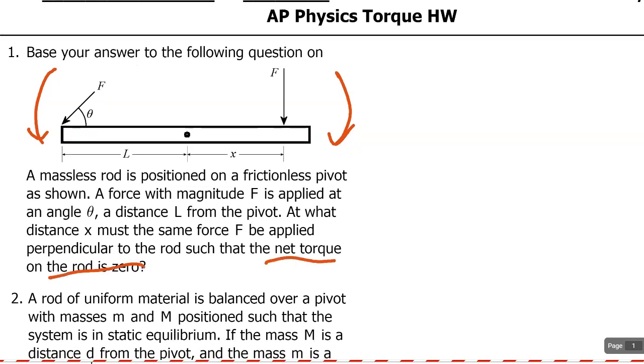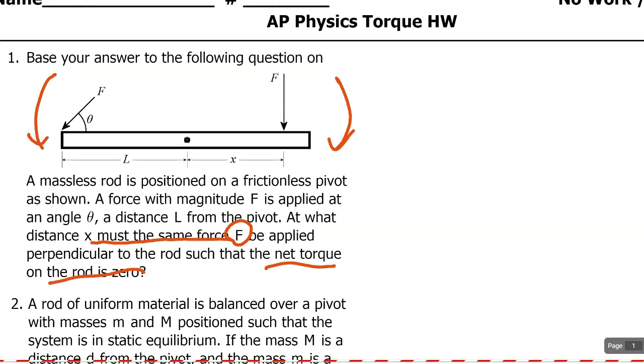You have to add, okay, at what distance must another force that's as big as F, what distance from the pivot, I guess, should be added to get a torque of 0? The way that you do that, find the sum of the torques and it won't be 0. And then you have to just find the torque that would be F that's perpendicular that had to be added.